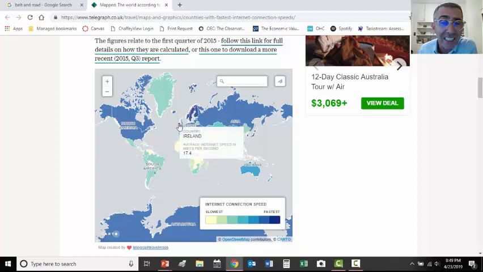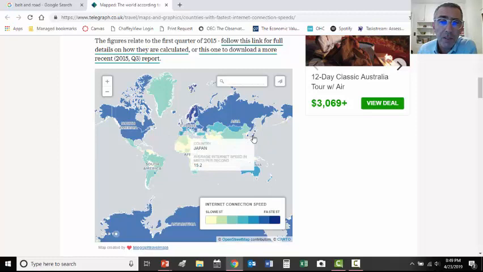Ireland is at 17.4. One of the fastest countries in Western Europe is Ireland. Ireland has kind of dubbed itself the Silicon Valley of Europe. And so 17.4 for Ireland, then we're at 11.9. So we still have room for improvement.